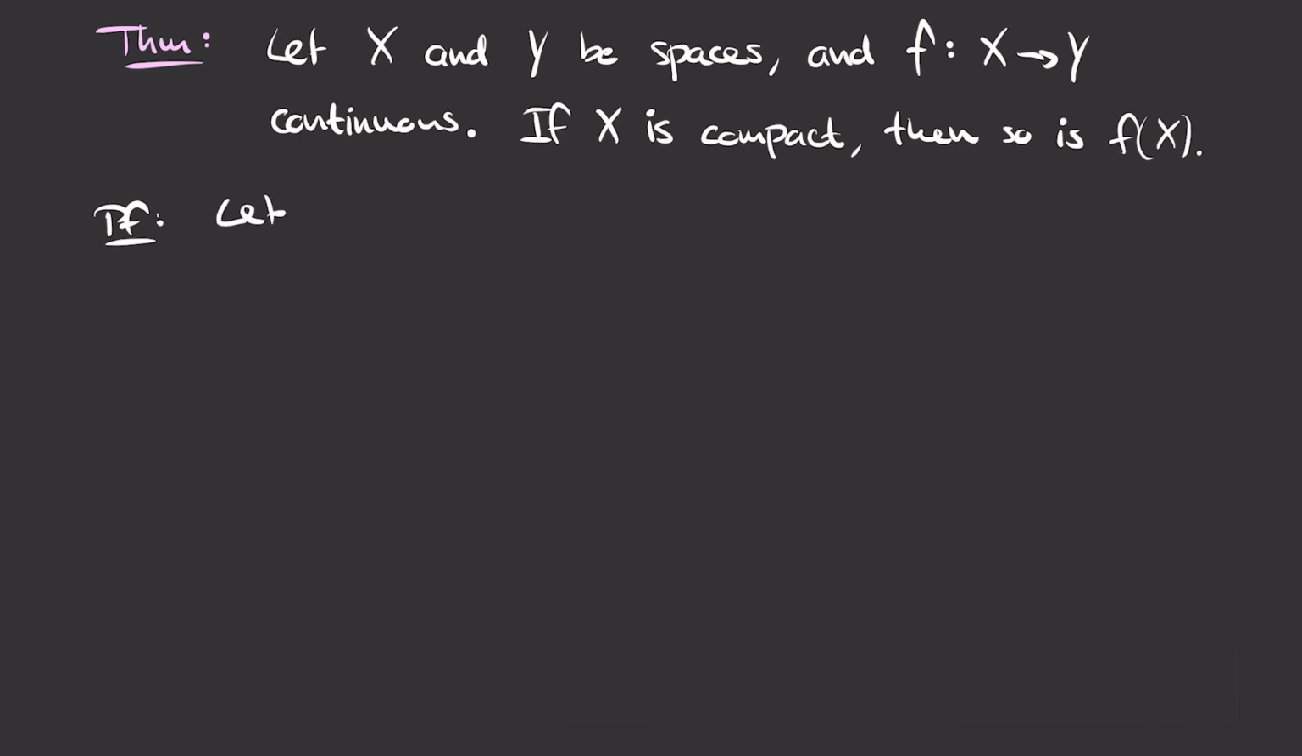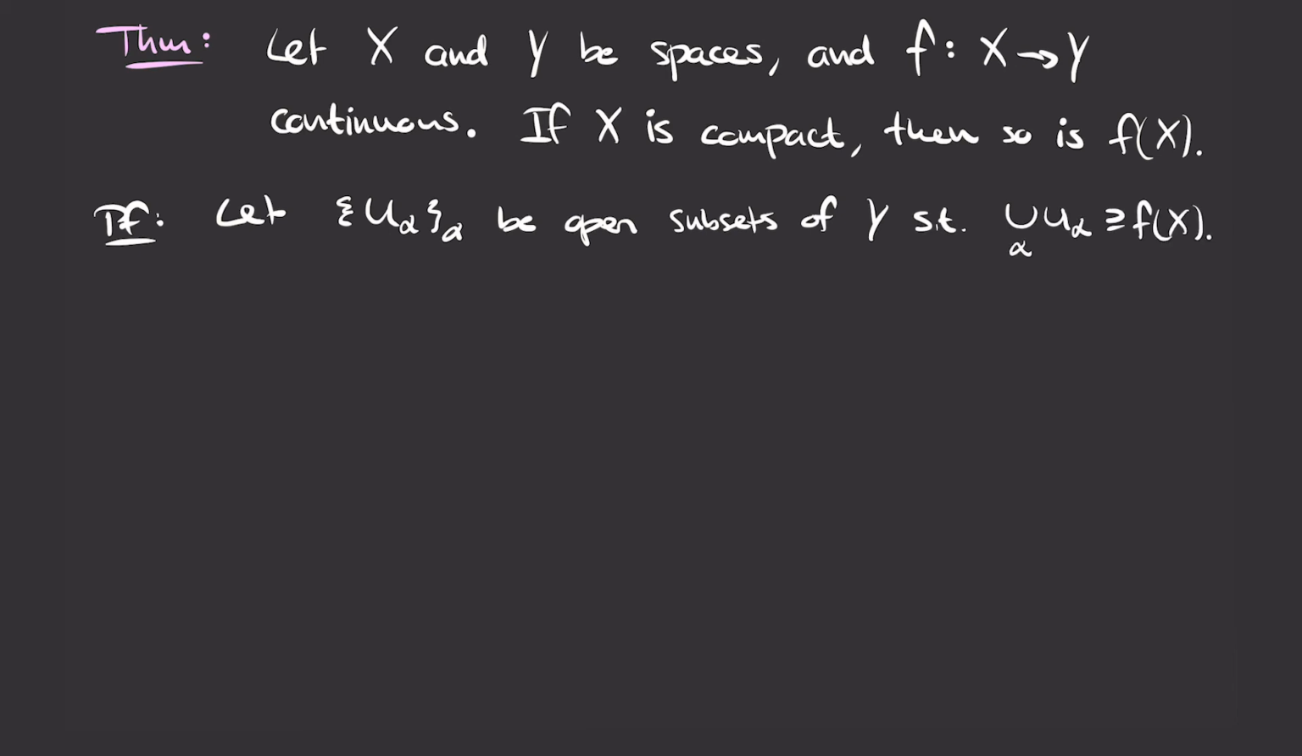So we start with considering some collection U alpha of open subsets of Y which cover the image f of x. So the U alpha are open subsets of Y that satisfy that the union over these U alpha contains f of x. Here I'm again going to use the lemma we proved previously in order to show that this subset f of x is compact. In order to do this, we need to show that there is some finite subcollection of these U alpha that still cover the set f of x.